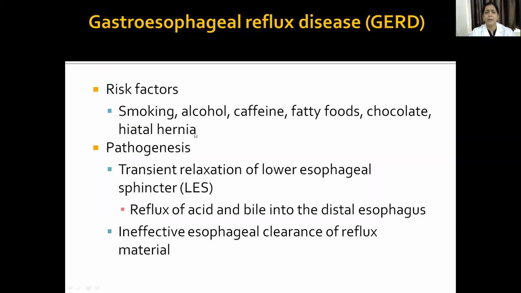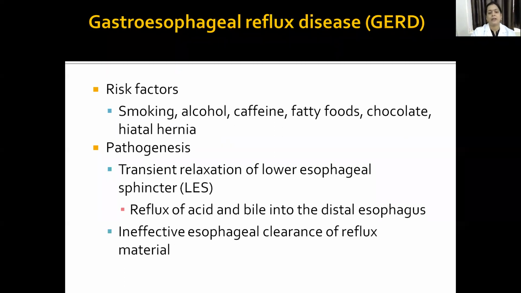So many of you must have experienced it. What are the risk factors, right? Now coming to the pathogenesis, there is transient relaxation of the lower esophageal sphincter. So in achalasia, what happens? There is more constriction, so that the food reaching the lower end of the esophagus doesn't go into the stomach.